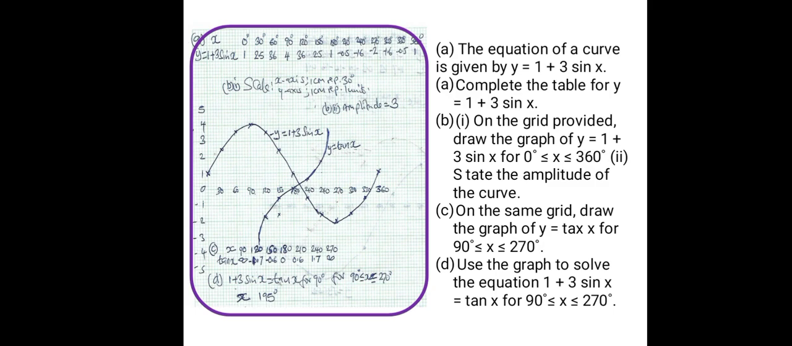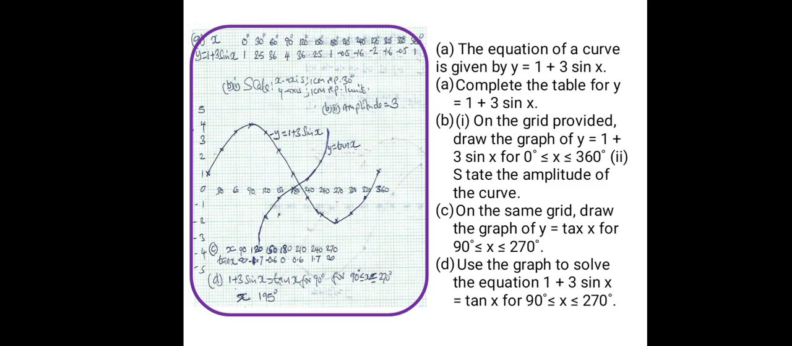The equation of a curve is given by y = 1 + 3 sin x. Complete the table of y = 1 + 3 sin x. B1. On the grid provided, draw the graph of y = 1 + 3 sin x for the range between 0 degrees and 360 degrees. 2. State the amplitude of the curve.